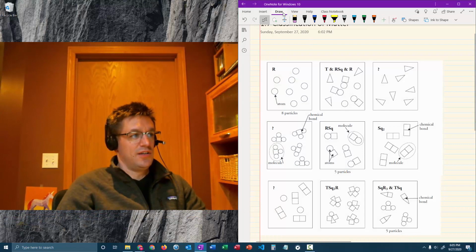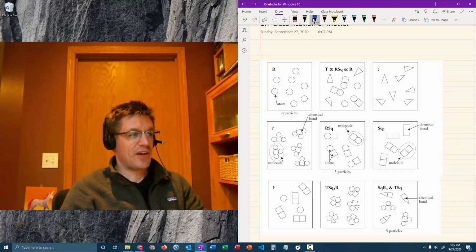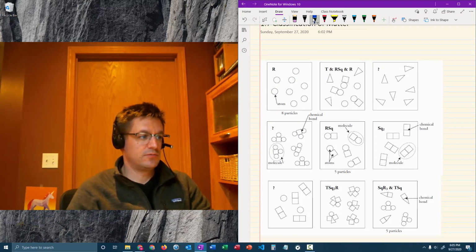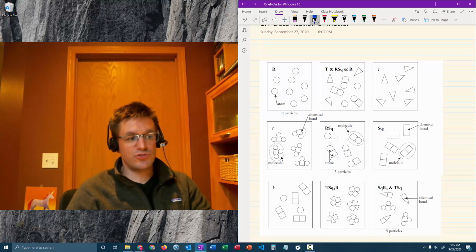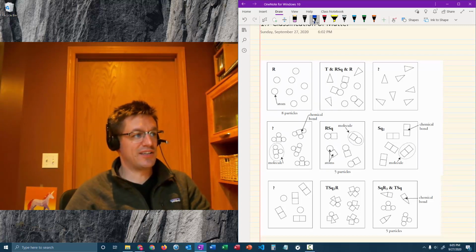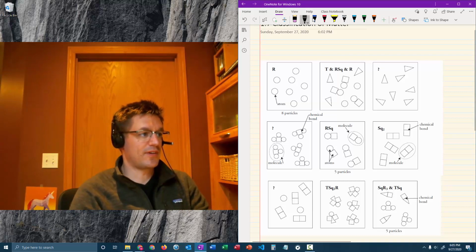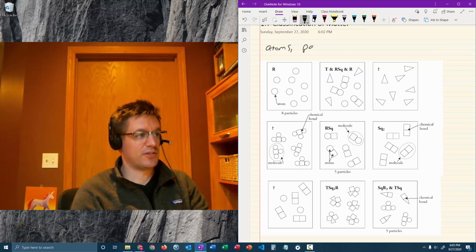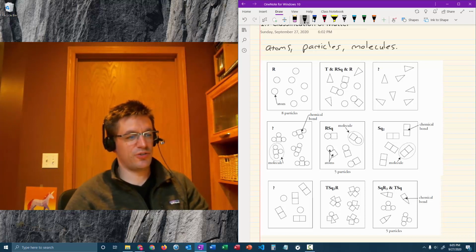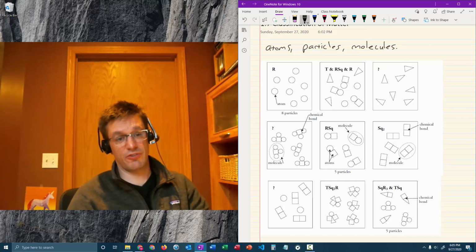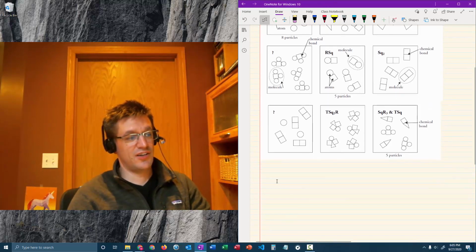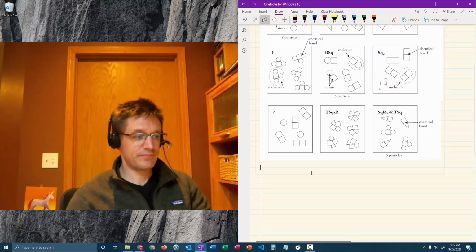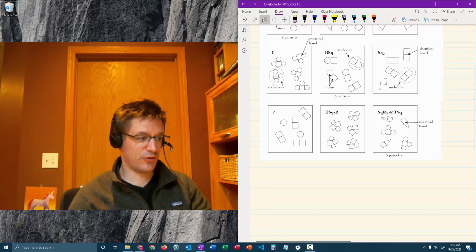So in this worksheet, let's take a look here. We've got 9 different drawings, and we've got some little notes in here that it's very important that we pay attention to. So again, I'm just going to write down atoms, particles, molecules. And I'm going to kind of front load this worksheet. I'm going to give you the definitions up front, and then as you go through the worksheet, I hope that all of that will make very much sense for you. So definition.